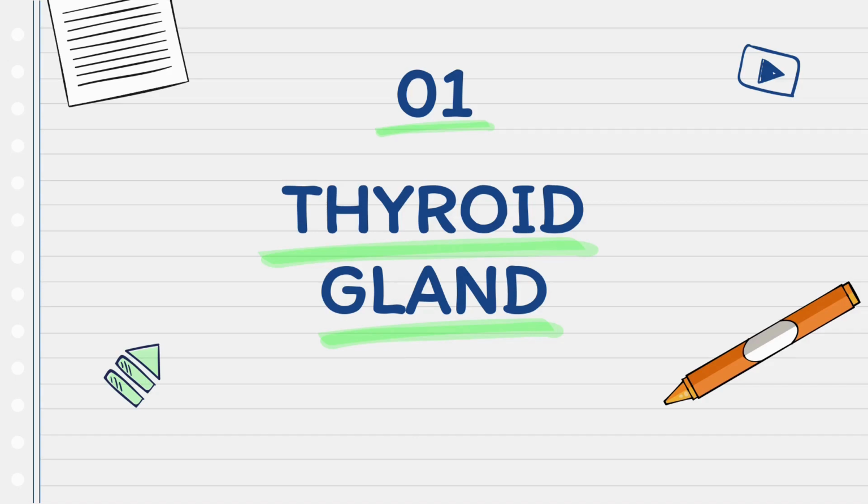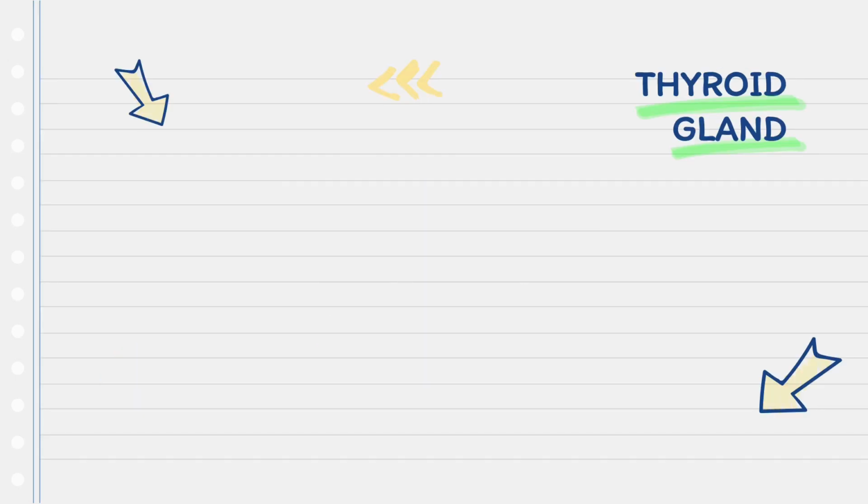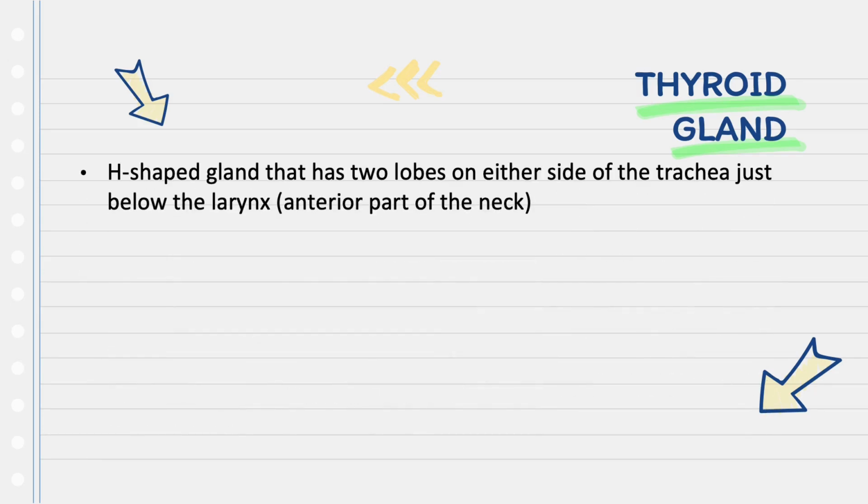First, let us look at the thyroid gland. What is the thyroid gland? The thyroid gland is an H-shaped gland that has two lobes on either side of the trachea. This is just below the larynx, which is in the anterior part of the neck.